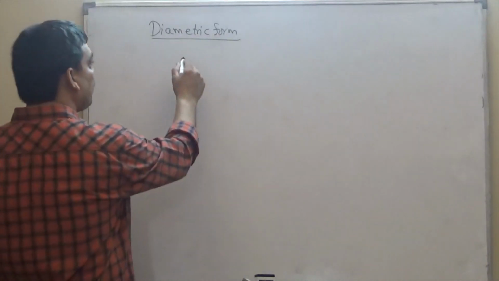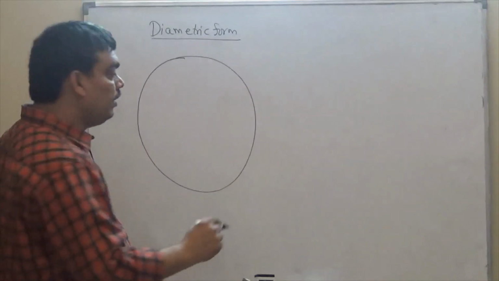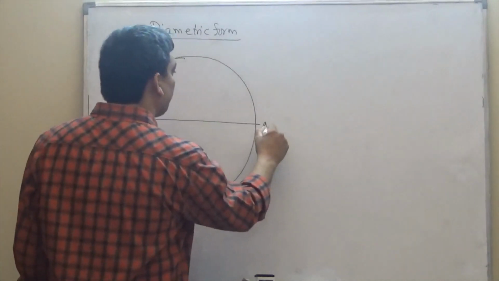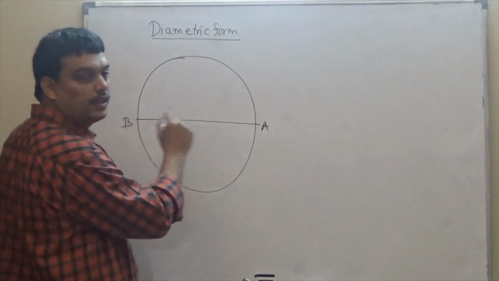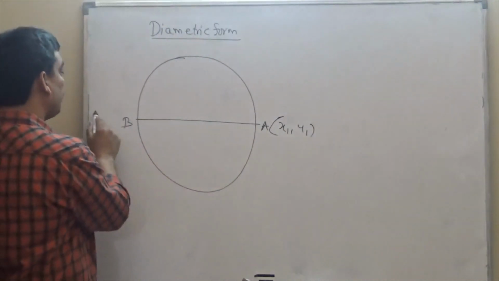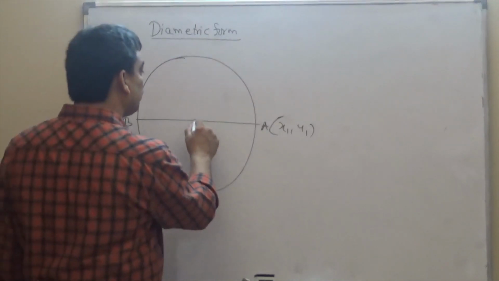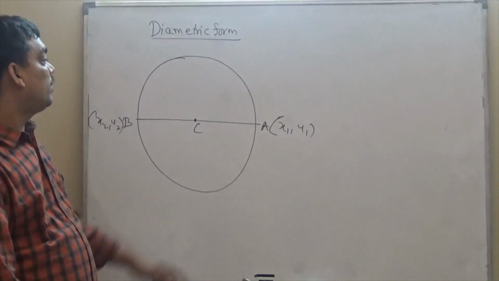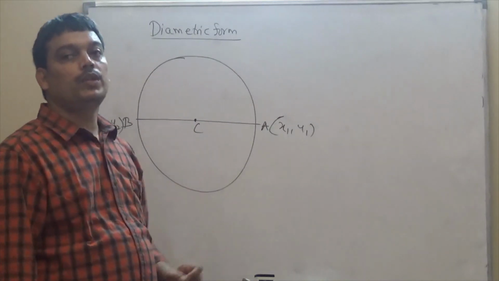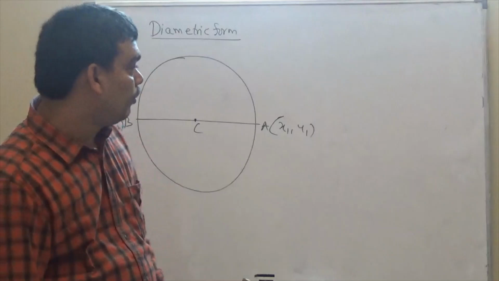Basically, if you have a circle for which the ends of a diameter are given, let's say AB is the diameter and the ends of this diameter are given to us. Say A has the coordinates x1, y1 and B has the coordinates x2, y2. Also let us suppose the center of the circle is C. Now given the ends of this diameter, we have to find the equation of this circle, and this equation is called the diametric form.